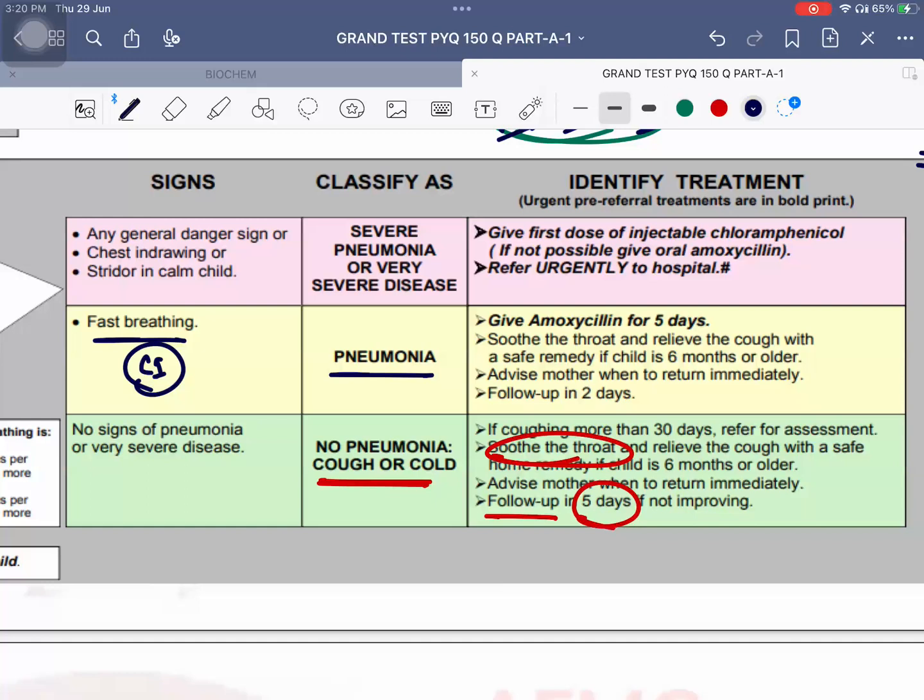Okay? If the child is having pneumonia, that is yellow category, we need to start antibiotics. Which is the safest antibiotic for the child? Amoxicillin. And the antibiotic course should be given for a span of 5 days. Okay, and follow-up should be done in 2 days usually.